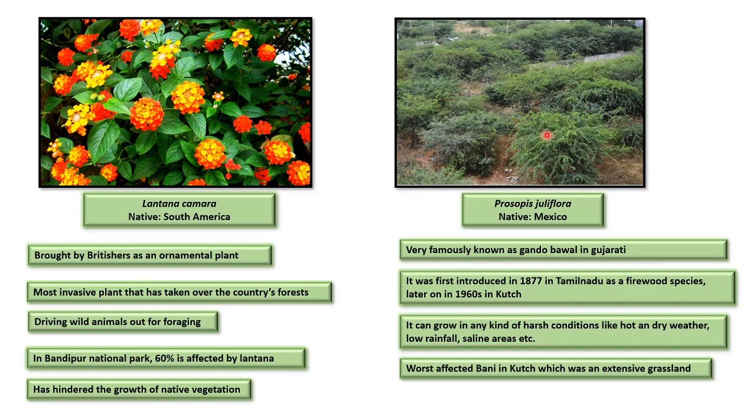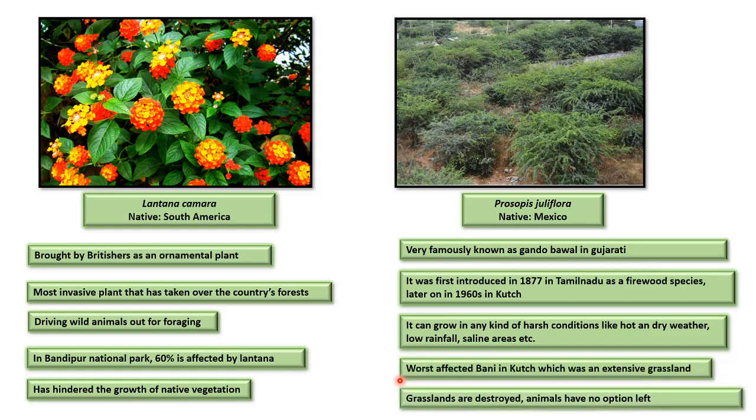Since this plant is not edible and it has thorns, the animals do not opt to eat it, and even the cows, if they eat, their jaws get hurt. So the cow breeds there have been replaced by the breed of buffaloes. Also, this plant has no other proper use other than being a firewood species. The whole lush green grassland of Bani in Kutch has been destroyed by this particular plant. So grasslands are destroyed, and so animals have no option left.